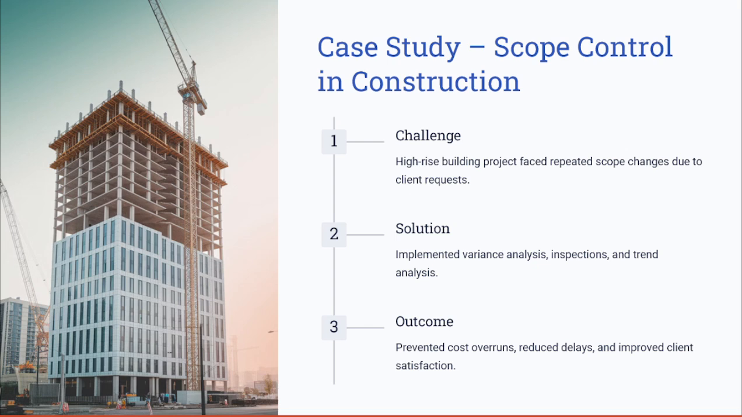By conducting a trend analysis and predicting the future deviation, and having more understanding and more control over these client requests, the team prevented cost overruns by enforcing a strict change control process. They also reduced delays through proactive variance monitoring and adjusting the baseline to accommodate all of the requested changes. It also improved client satisfaction by ensuring only essential scope changes were approved.